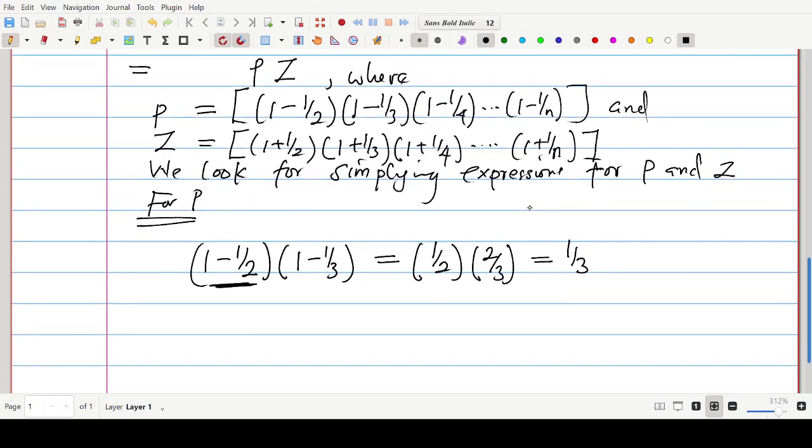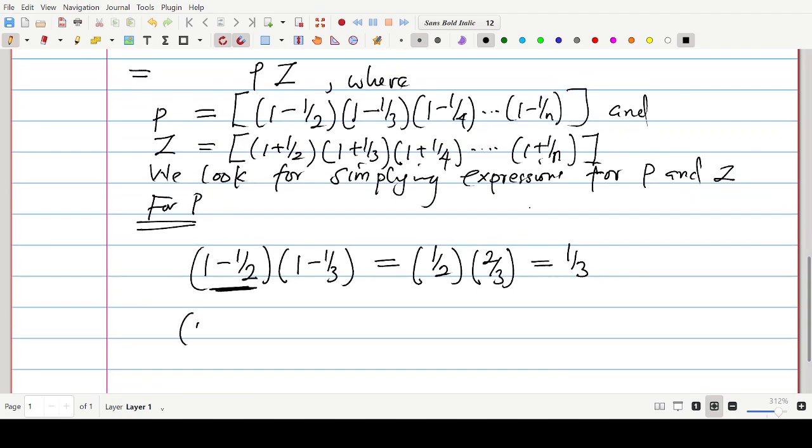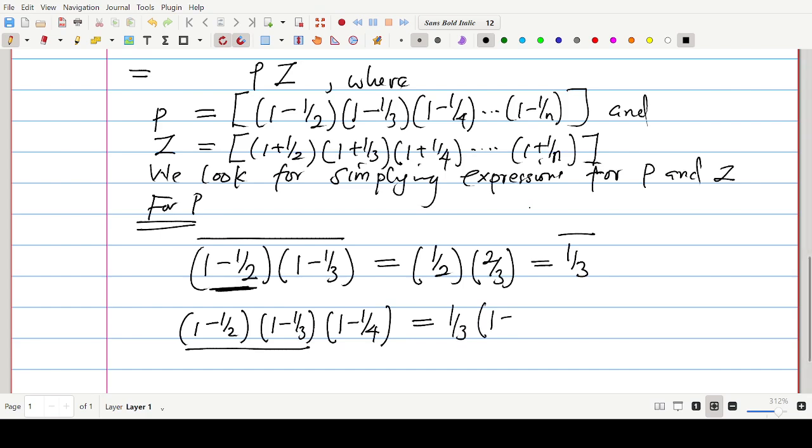Then let's take one more term to verify this. Let's consider (1 - 1/2) multiplied by (1 - 1/3) multiplied by (1 - 1/4) and see the result. Already the first two factors have the result 1/3, so I can write this entire expression as 1/3 multiplying (1 - 1/4), which is 1/3 times 3/4. You see that the result is once again 1/4. So how many terms have we taken? 1, 2, 3, 3 terms.